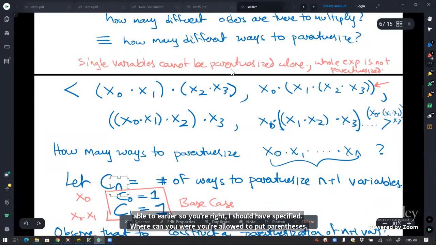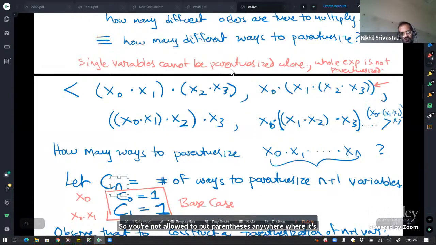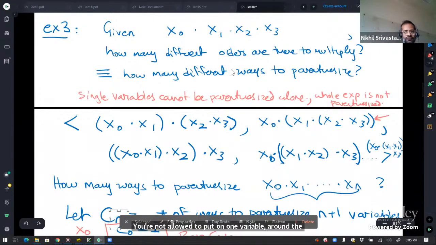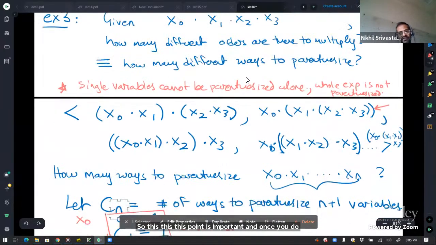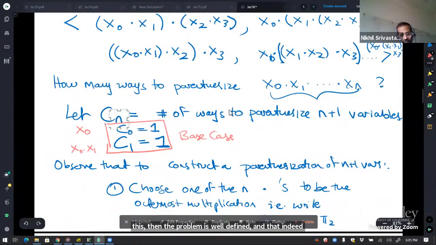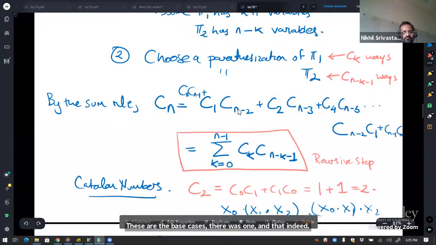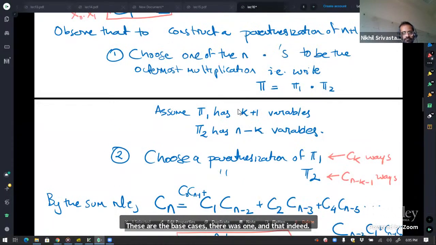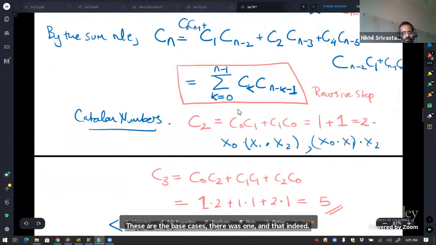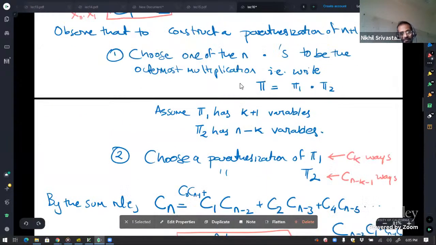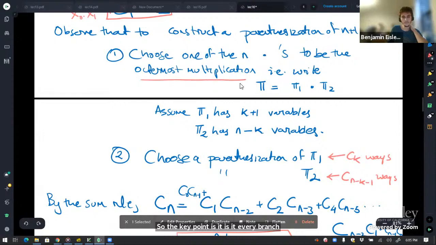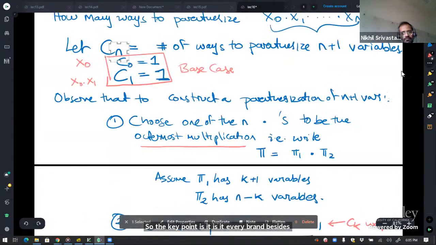So you're not allowed to put parentheses anywhere where it's redundant. So you're not allowed to put them around one variable or around the whole expression because that doesn't achieve anything. It's not actually grouping a multiplication. So this point is important. And once you do this, then the problem is well defined. And then indeed, these are the base cases. They're both 1. And then indeed, this proof works out. So the key point is that every parenthesized expression has an outermost multiplication. That's what we used here. But yeah, you had a question?